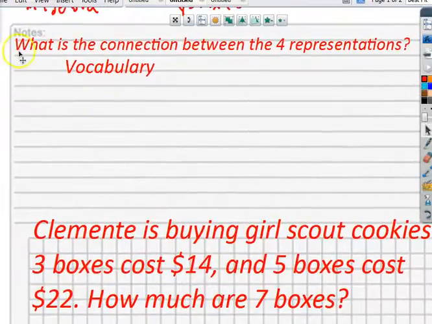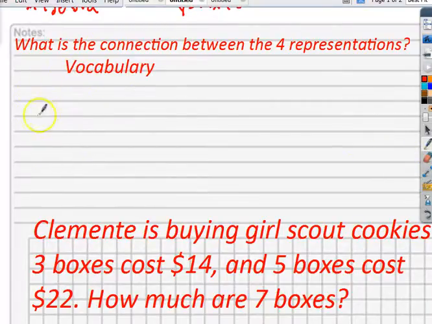The essential question for today is, what is the connection between the four representations? The representations were a diagram, a table, a graph, and algebra. We're going to do 2 of them today, the table and the graph, and then the last one, the algebra, we're saving for next time. And I have some vocabulary to define before we start.